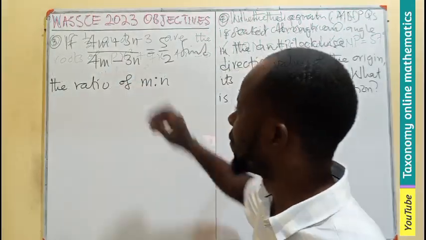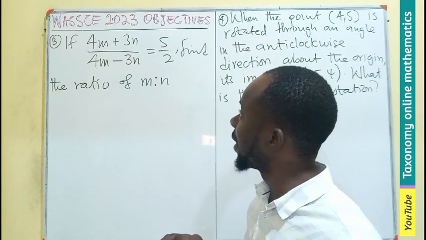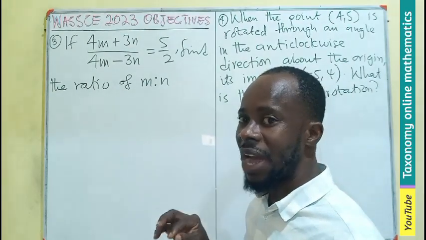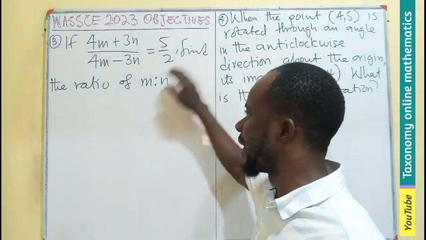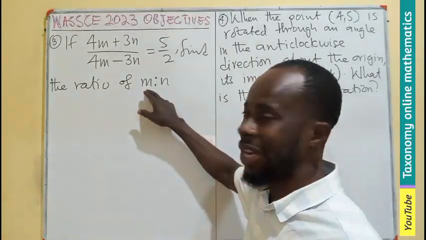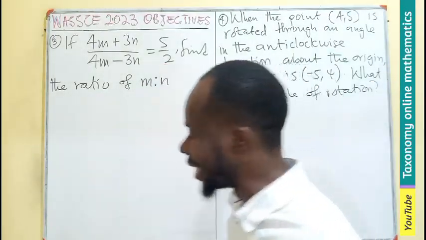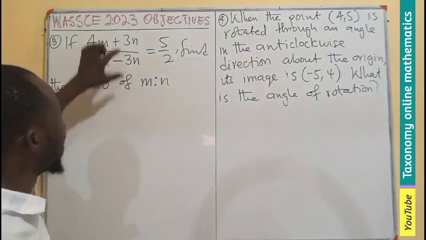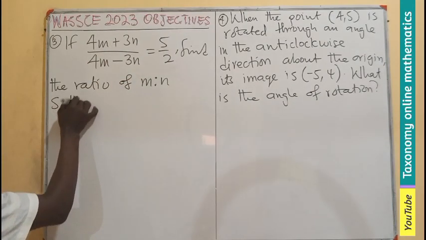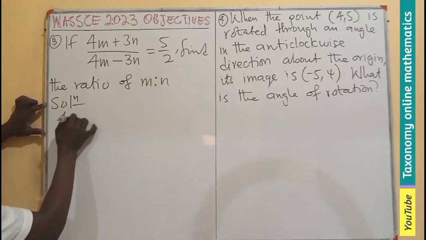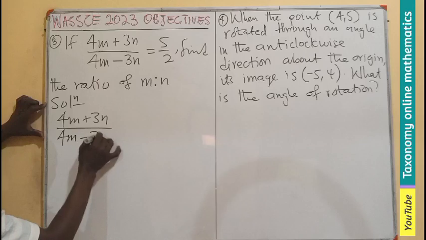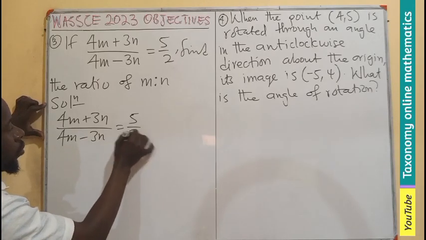Number 3, if (4M plus 3N) divided by (4M minus 3N) equals 5 divided by 2, we have to find the ratio of M is to N. Simply put, we need to find the value of M and N and put it into a ratio. So I can see this is a direct fraction that I can easily cross multiply. So 4M plus 3N over 4M minus 3N equals 5 over 2.